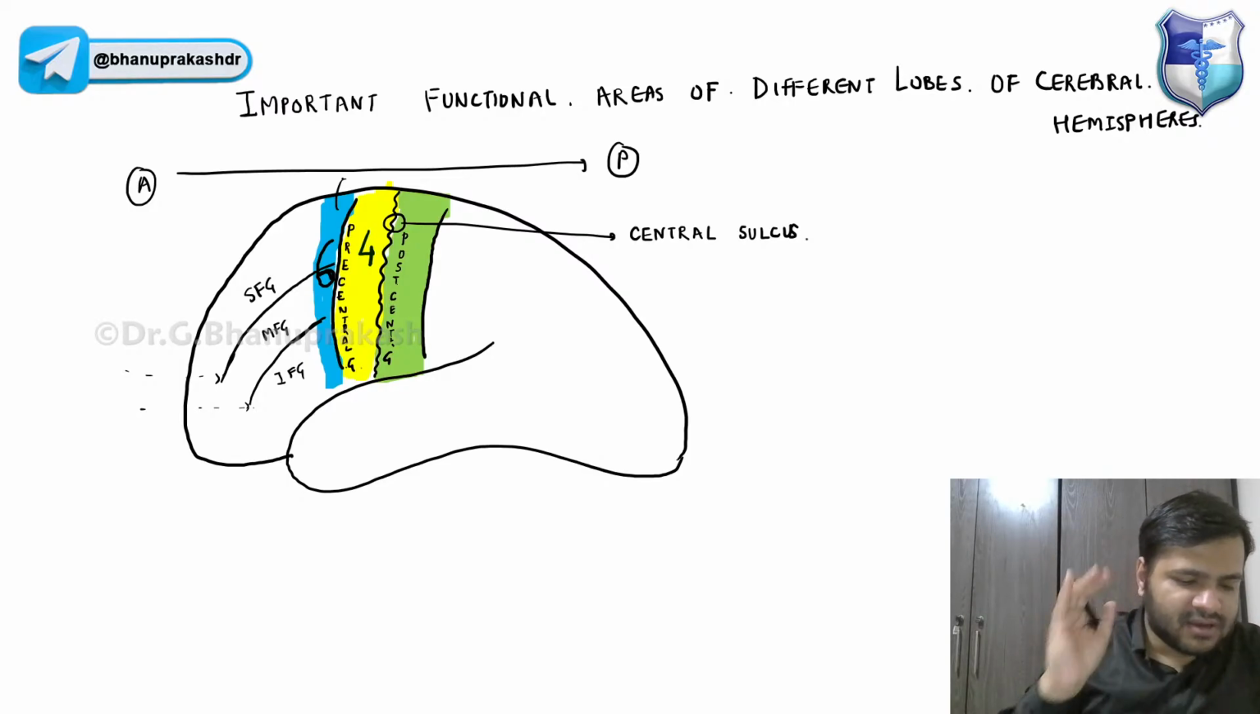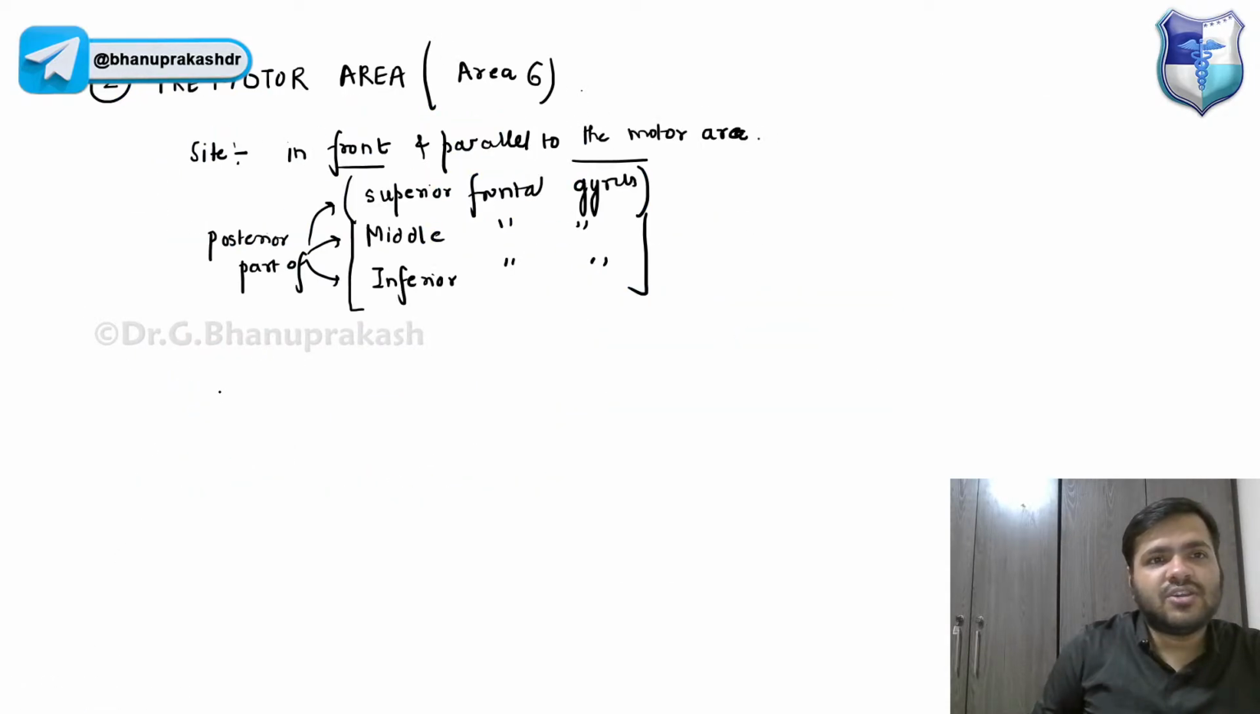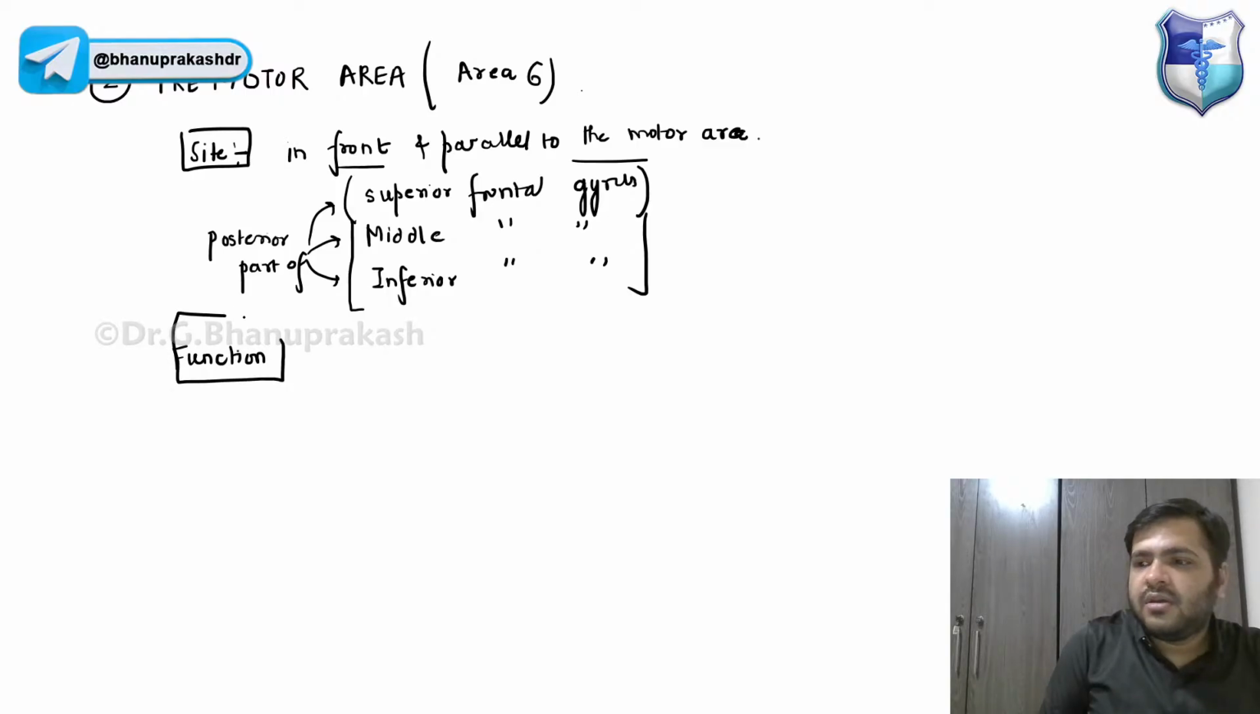Now what is the function, guys? What is the function of this particular area? Side done, and let us just discuss the function over here. Now it is the site of origin, okay? It is the main extrapyramidal area, the origin for the main extrapyramidal tract, guys.